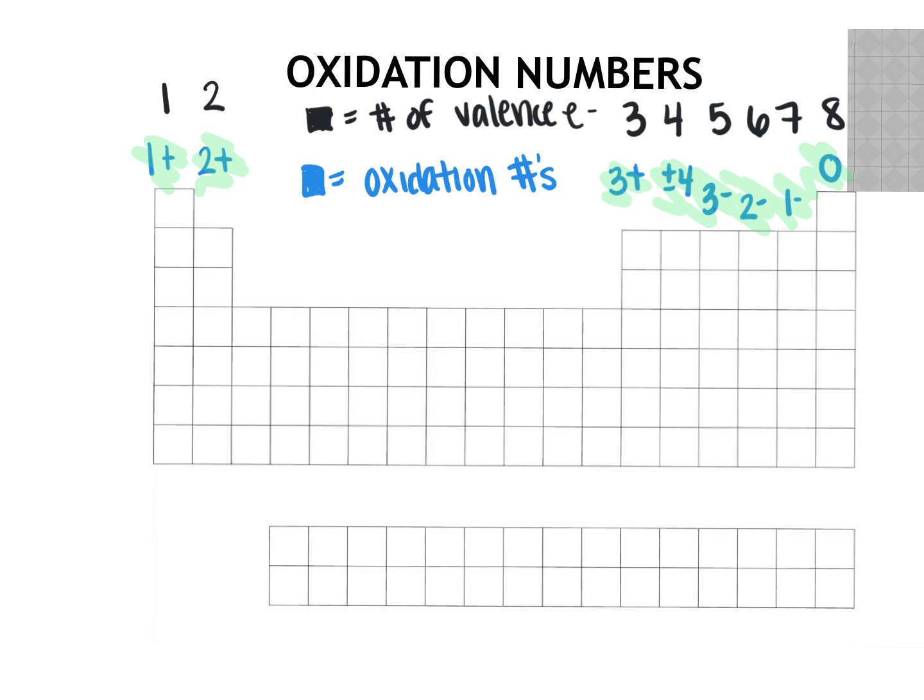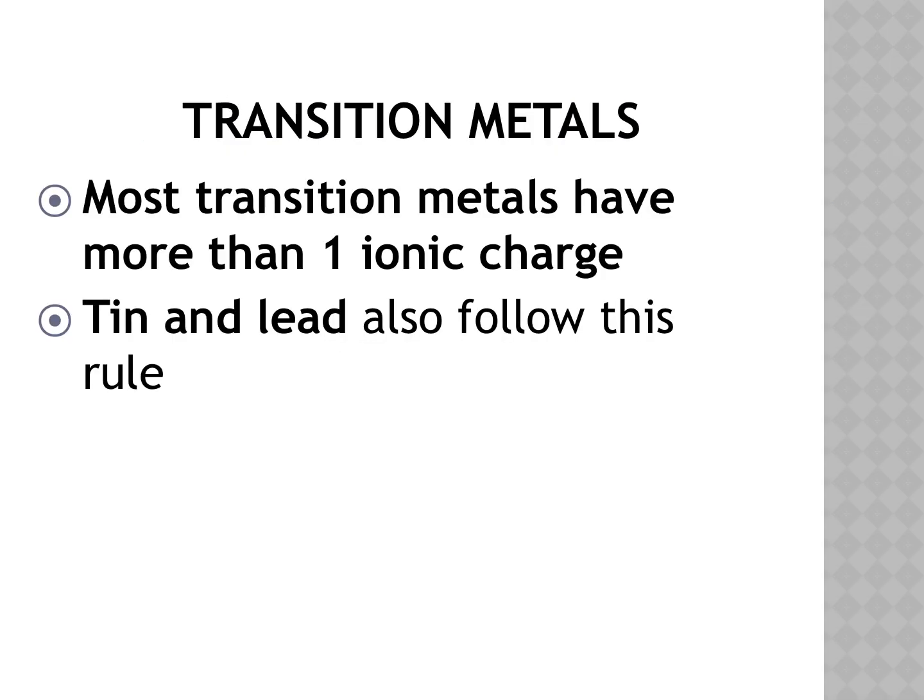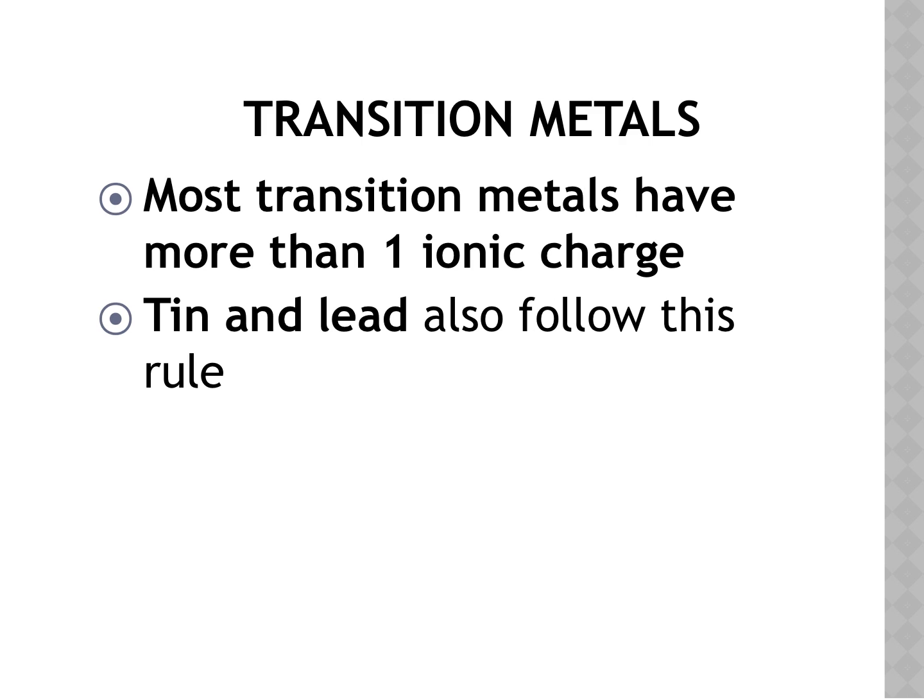Yes. Good. All right. Now, do you notice there's a big gap in the periodic table I skipped? What do we call this big chunk? Good. All right. So transition metals, most of them can have more than one ionic charge, which is why there's not one size fits all rule for them.